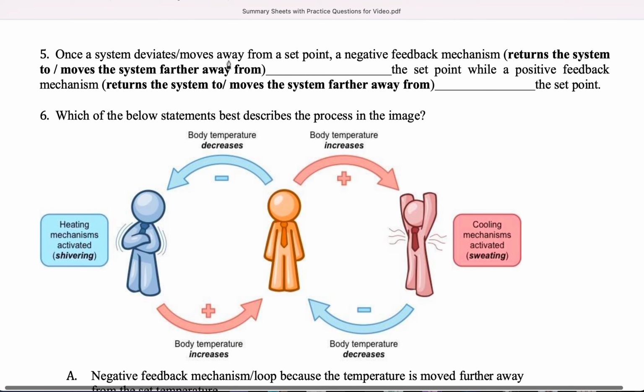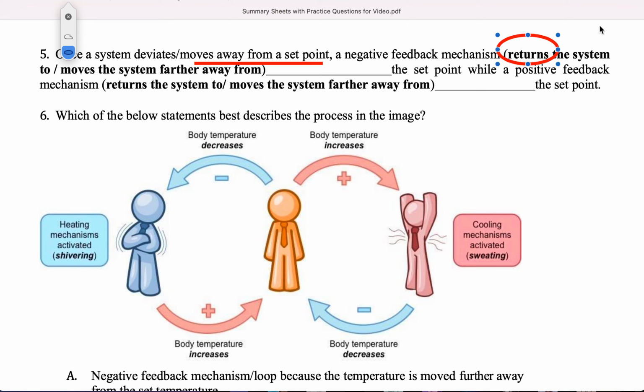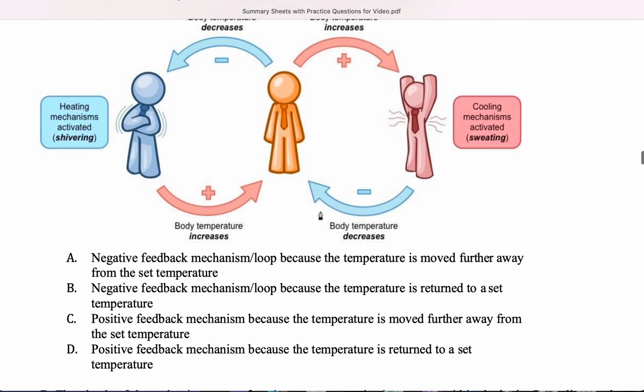Then once a system deviates or moves away from the set point, a negative feedback mechanism, what does it do? It returns the system. Remember, boys, the negative feedback returns the system back to the set point, while the positive feedback mechanism moves the system further away from the set point. So these are the definitions you have to memorize.